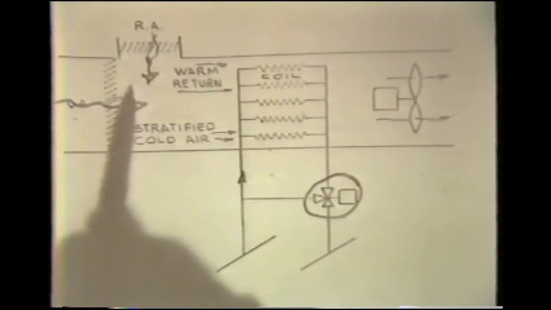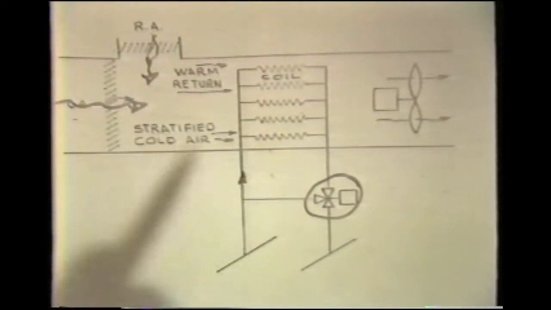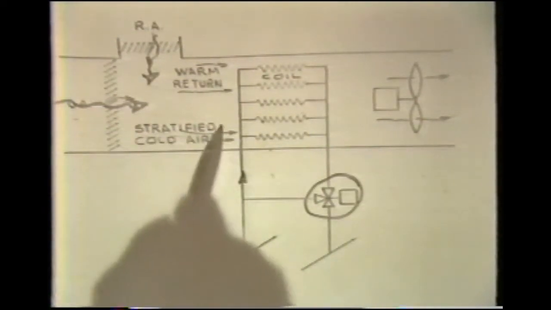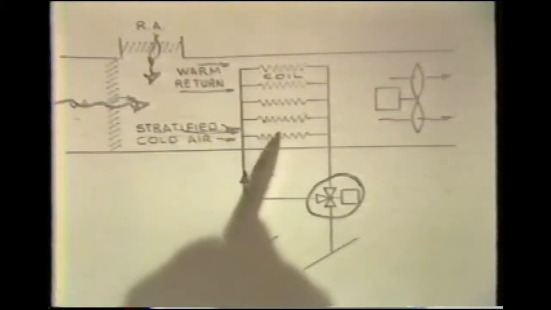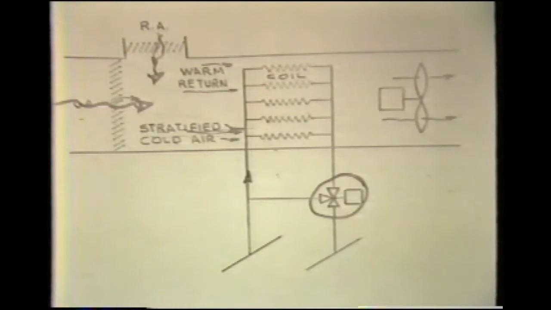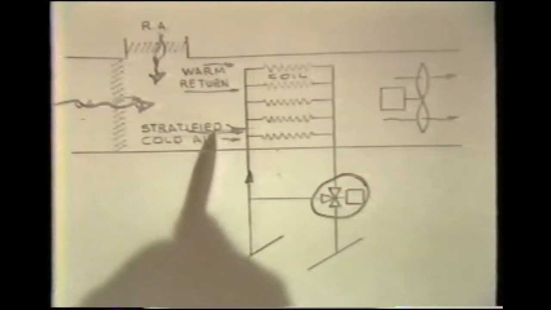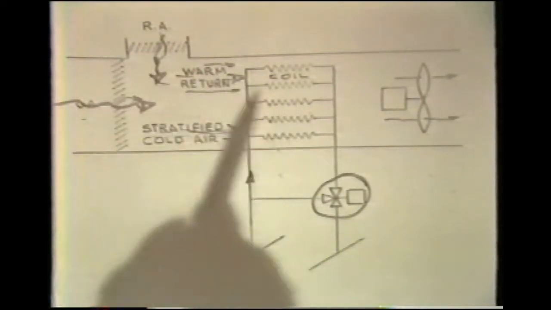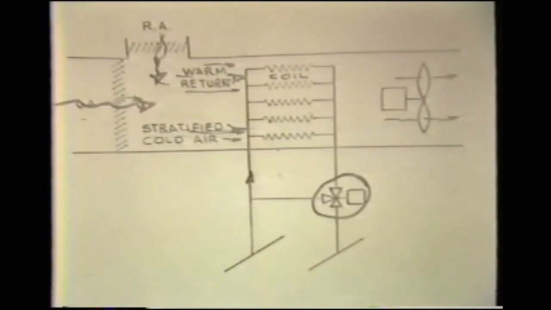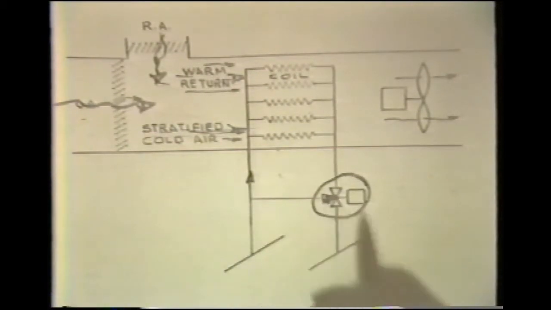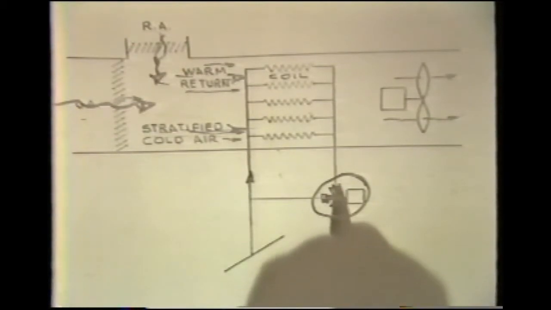Now, the problem with a mix of return air with outside air has to do with stratification. And we can stratify cold air so that that cold air bleeds across the lower coils of a heating and/or cooling coil. Now, this would mean also that we have a warm air section of return air being delivered across another segment of the coil.